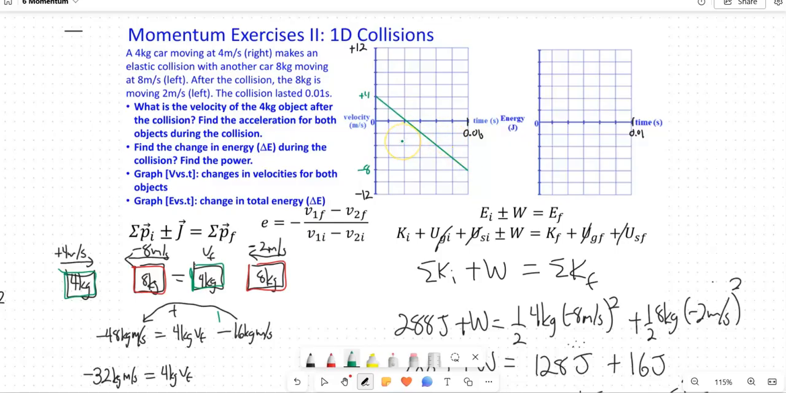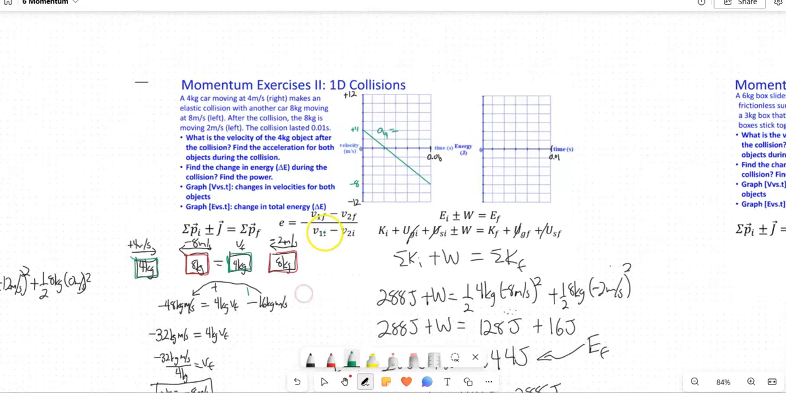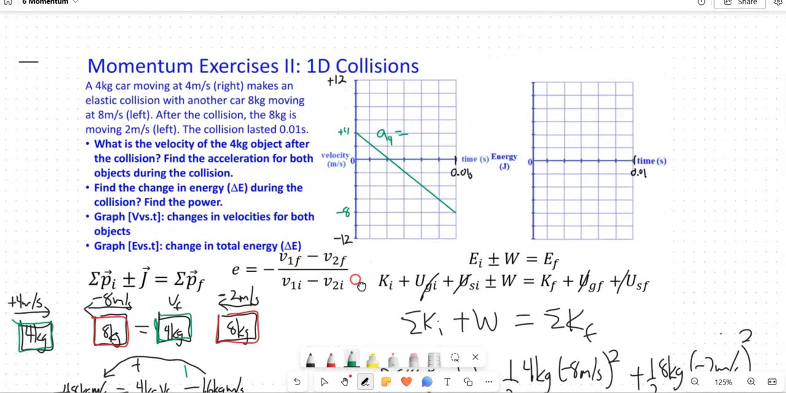So for the acceleration of the 4 kilogram object, I'm just making sure that that is -8. It is dropping by 8 and another 4, so that's a -12 meters per second change in velocity over 0.01 seconds. So that acceleration is -120 meters per second squared.